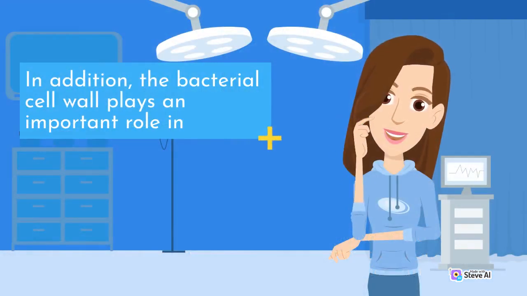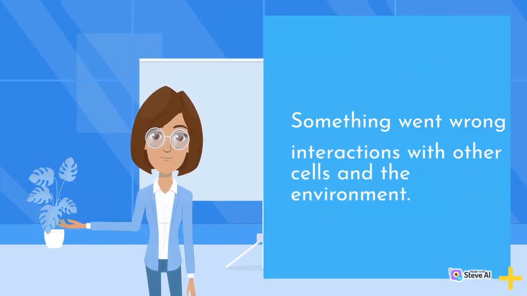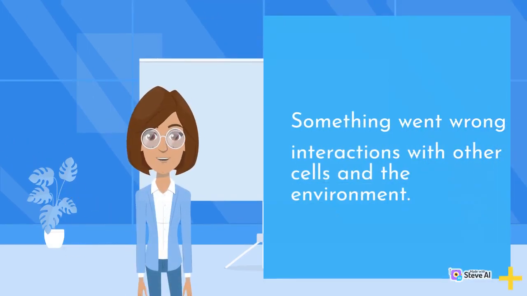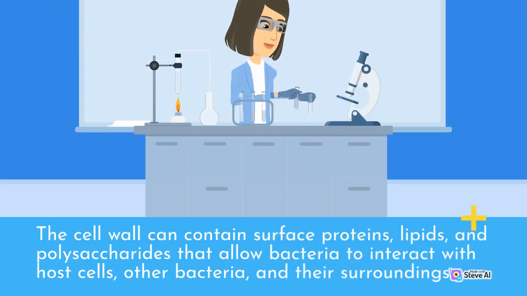In addition, the bacterial cell wall plays an important role in interactions with other cells and the environment. The cell wall can contain surface proteins, lipids, and polysaccharides that allow bacteria to interact with host cells, other bacteria, and their environment.